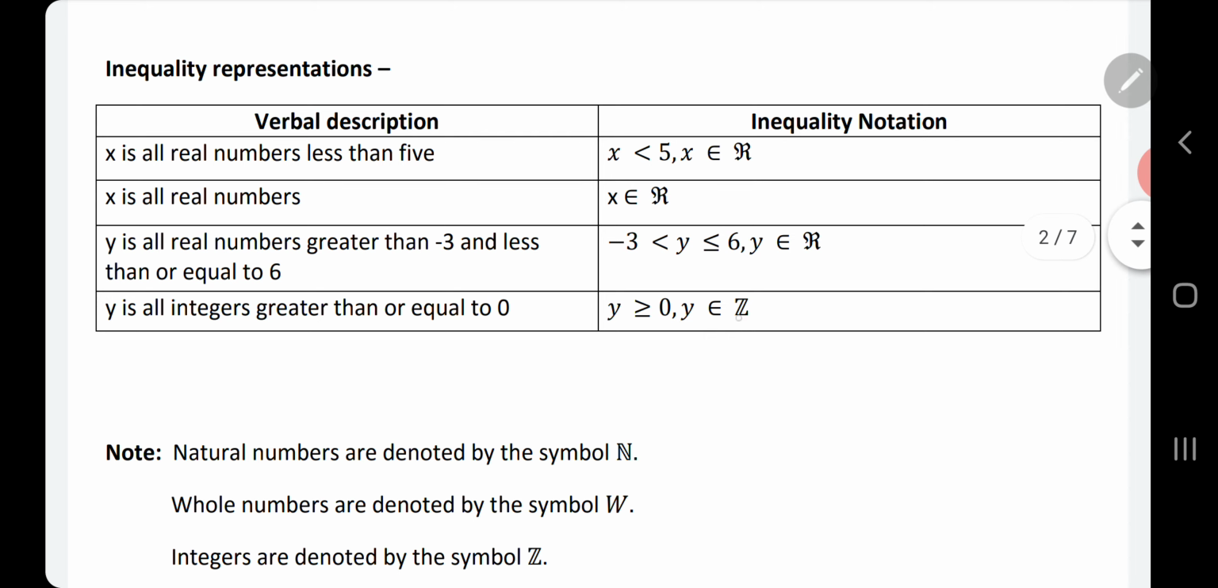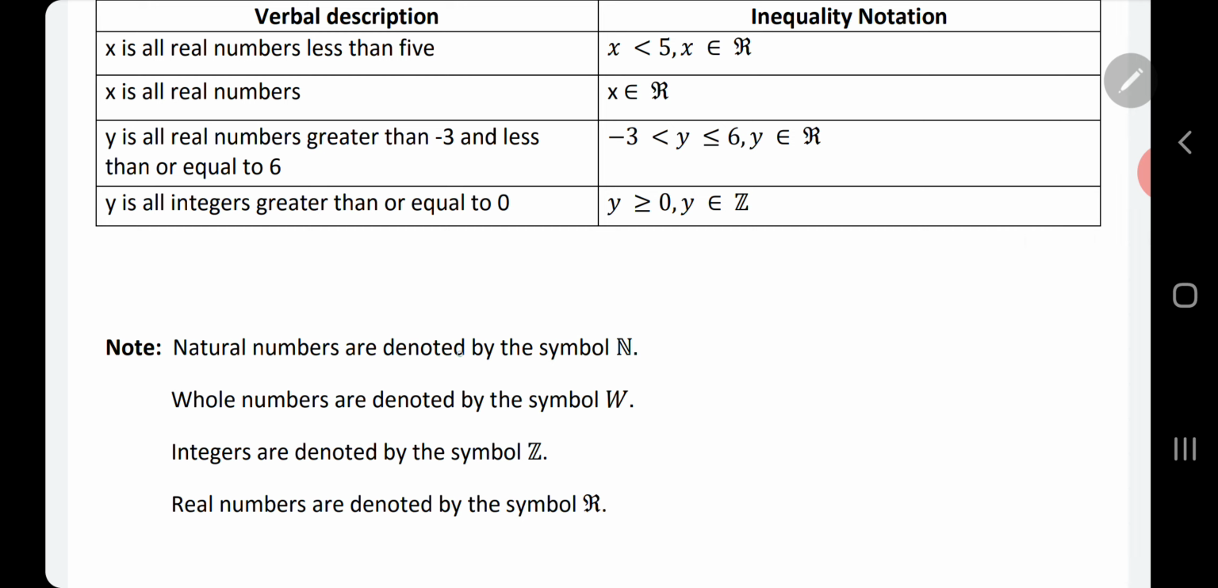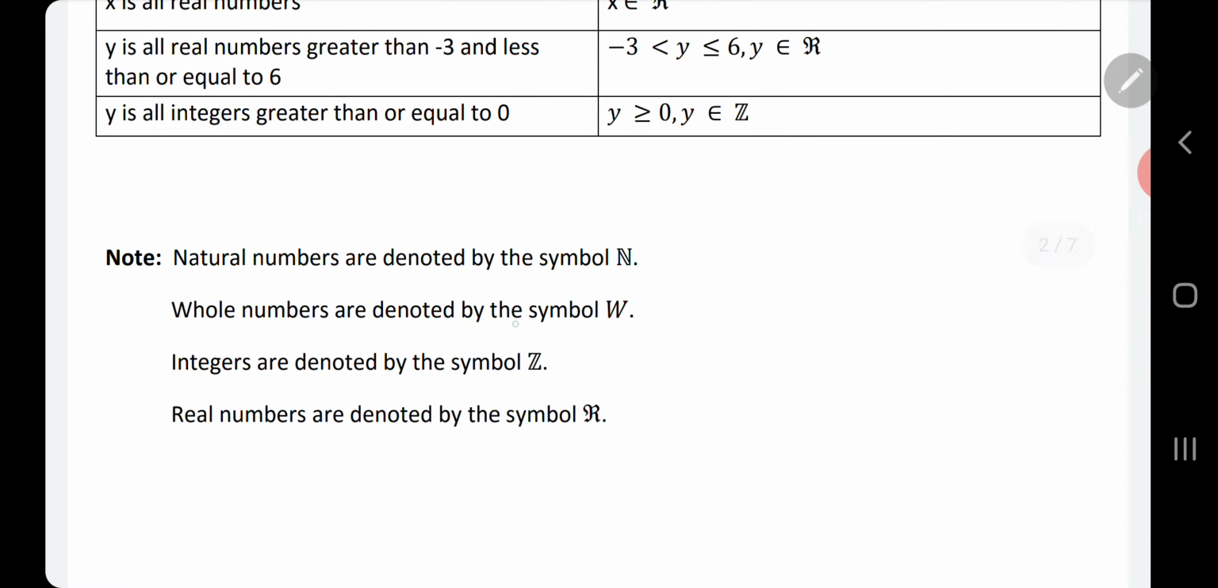I know that kind of throws you guys off, and I'll talk about it down here real quick, but note, natural numbers are denoted by the symbol N. Sometimes they write it like this, sometimes just an N. Whole numbers are denoted by the symbol W. Integers are denoted by the symbol Z. I know you want to write an I, because it seems like everybody else goes with whatever letter they have, but we do represent integers with the letter Z. And real numbers are denoted by the symbol R.